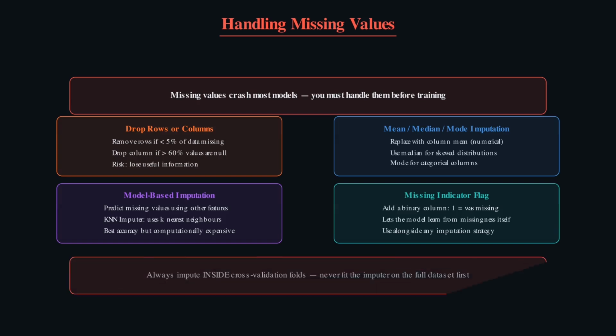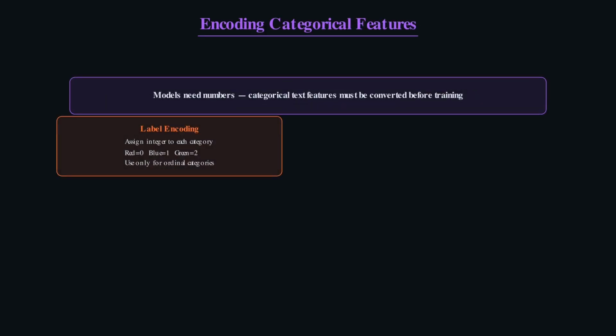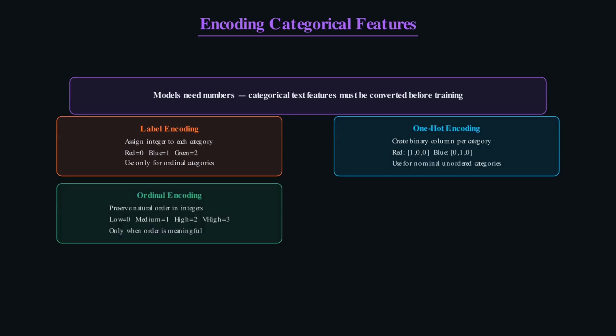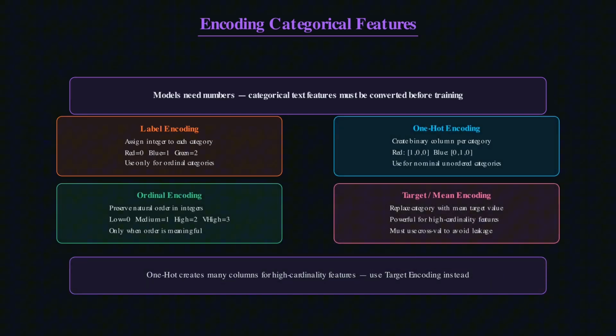The first thing to handle is missing values. Dropping rows works when under 5% of data is missing. But beyond that, you start losing too much signal. For numerical columns, use mean or median imputation. Median when the distribution is skewed, because the mean gets pulled toward extreme values.